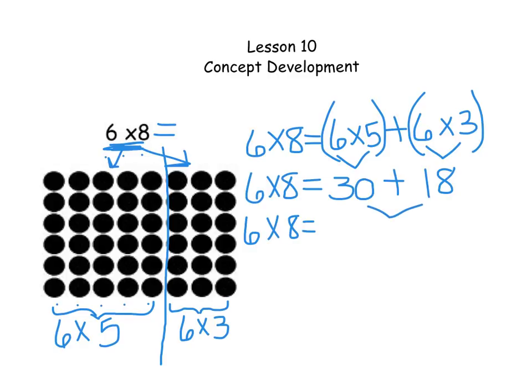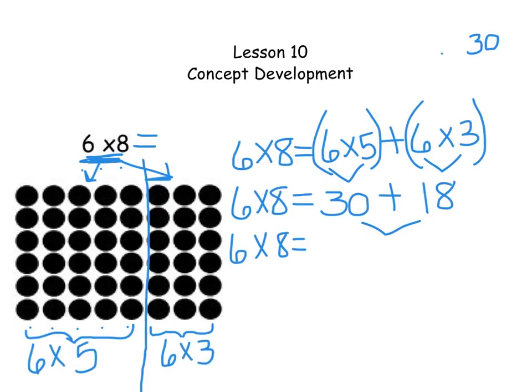That's a larger sum to try to do in our head. So off to the side, we would say 30 plus 18. 0 plus 8 is 8, and 3 plus 1 is 4. So 6 times 8 equals 48. And you were able to solve that using the distributive property. I can come over now and fill out the rest of my equation. 6 times 8 equals 48.